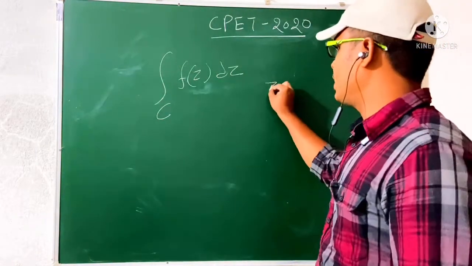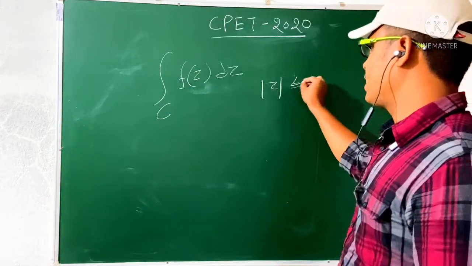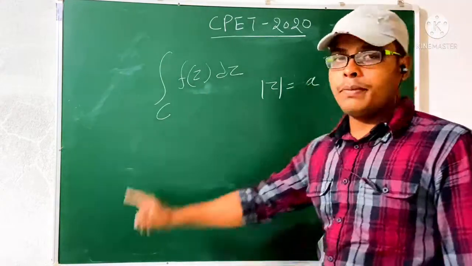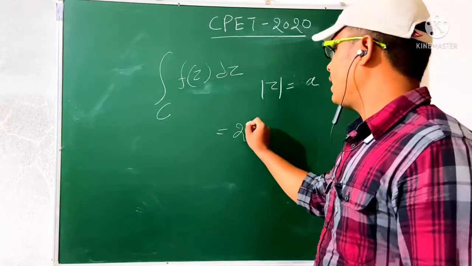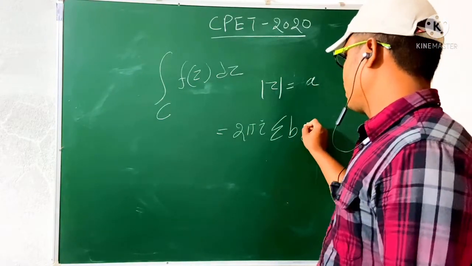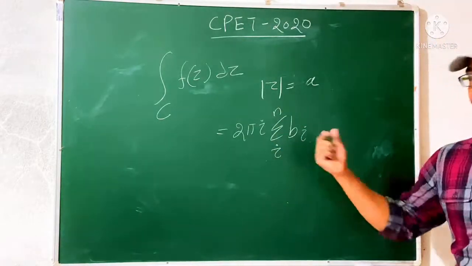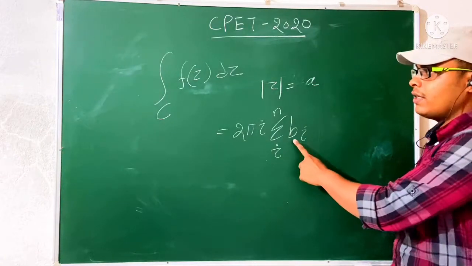That means your |z| may be equal to a, or less than or equal to a. So these are the contours. You have to remember the contour integral, and this is nothing but 2 pi i into the summation of bi, where the bi are the nth residues. What is b? b is the residue.